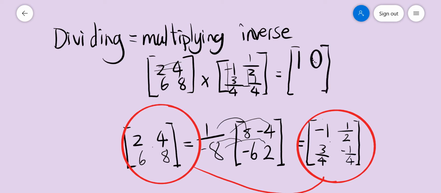And for this number here, it's the second row, first column. Minus 6 times 1 is minus 6. 8 times 3 over 4 is 6. So minus 6 plus 6 is 0. And this number is second row, second column. So 6 over 2 is 3. 8 over minus 4 is minus 2. 3 minus 2 is 1. You see, that is 1.